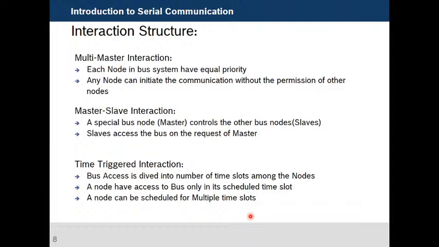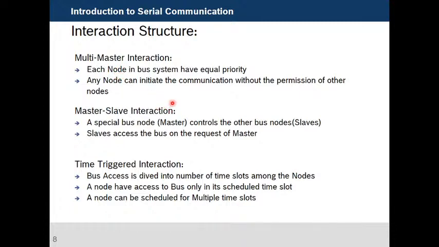There will be multi-master interaction, master-slave interaction, and time-triggered interaction. In multi-master, each node can have equal priority to transmit data onto the bus. Based on our design or logic, we can transmit any data from any node. Here the node means an ECU or sensor.